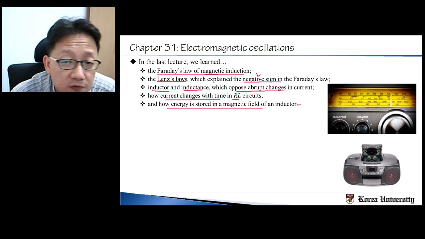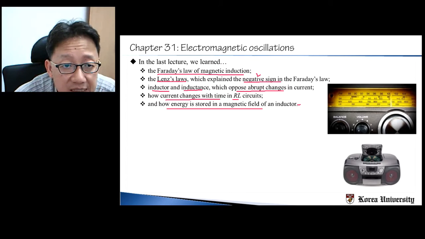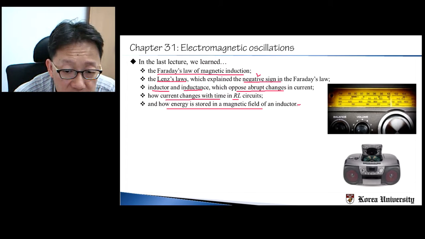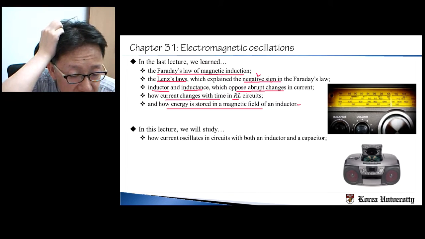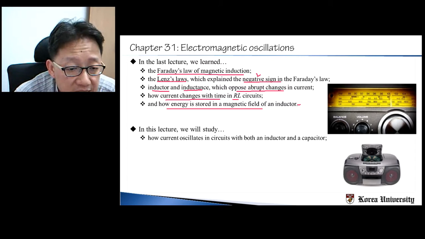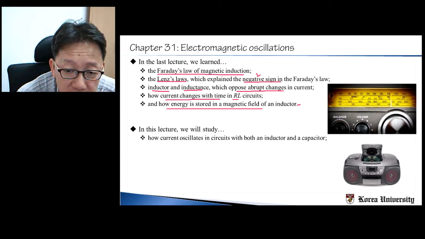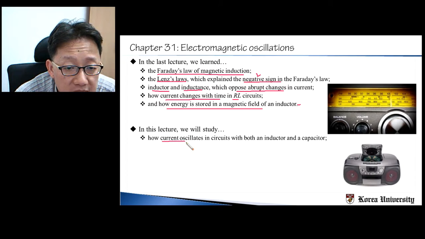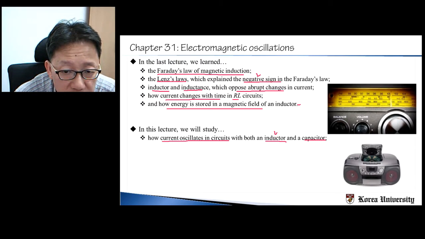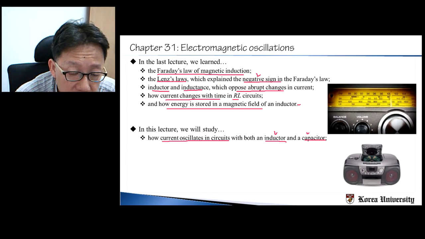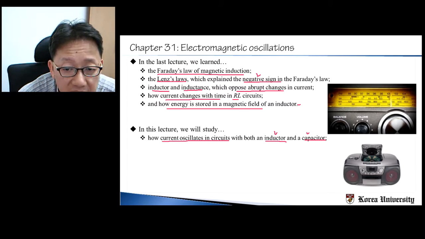Okay, so far we have learned electricity and magnetism, and in doing so we have already seen a little bit how these two are connected to each other. From now on in this lecture we will really see how these two are connected to each other and try to combine them. So first we will see how current oscillates in circuits with both an inductor and a capacitor. This inductor represents the magnetic field and the capacitor represents the electric field. Okay, so they are together, so they will get combined.